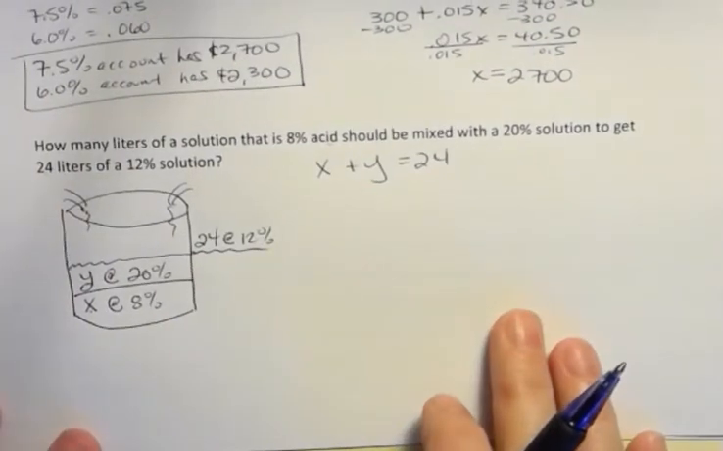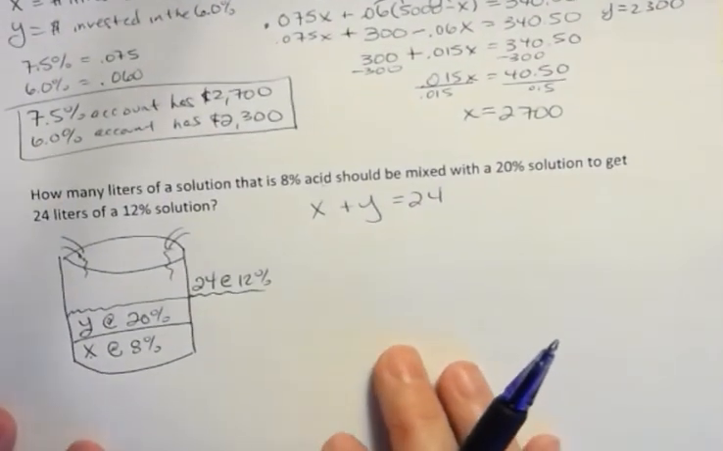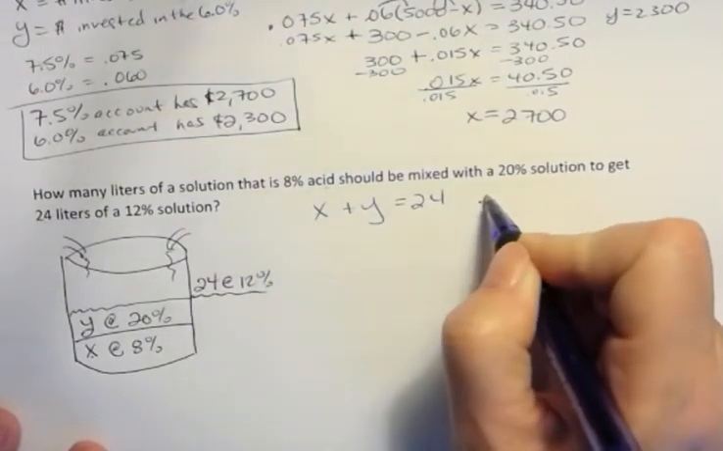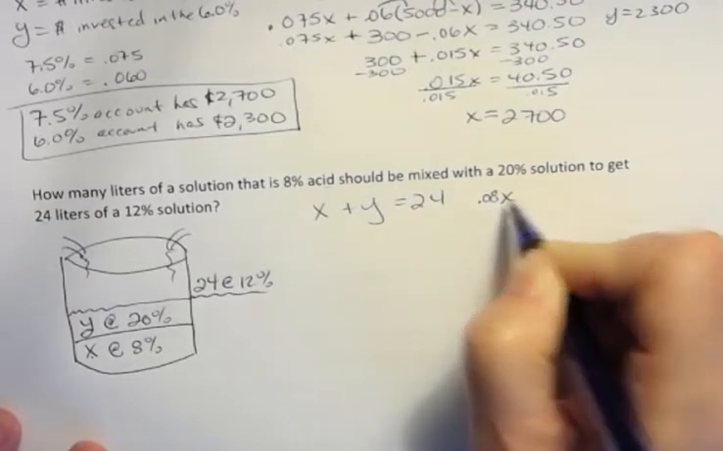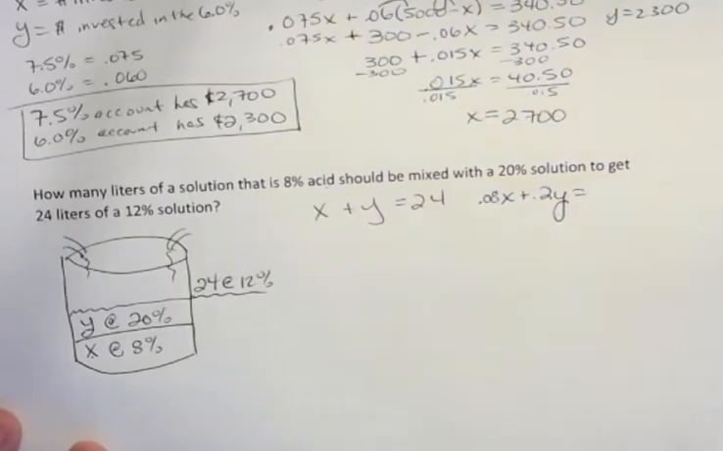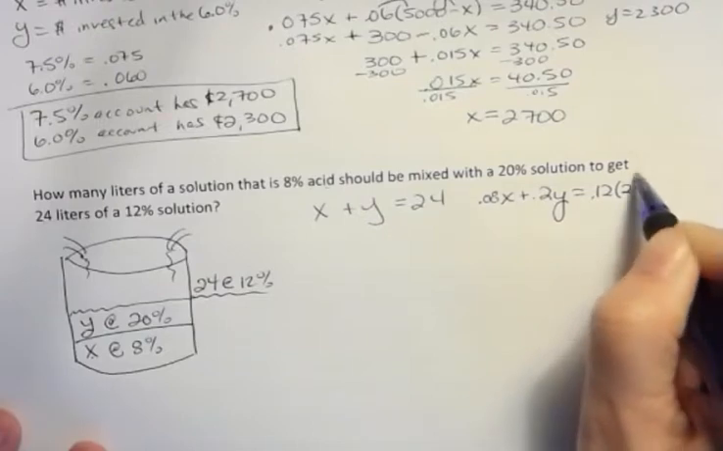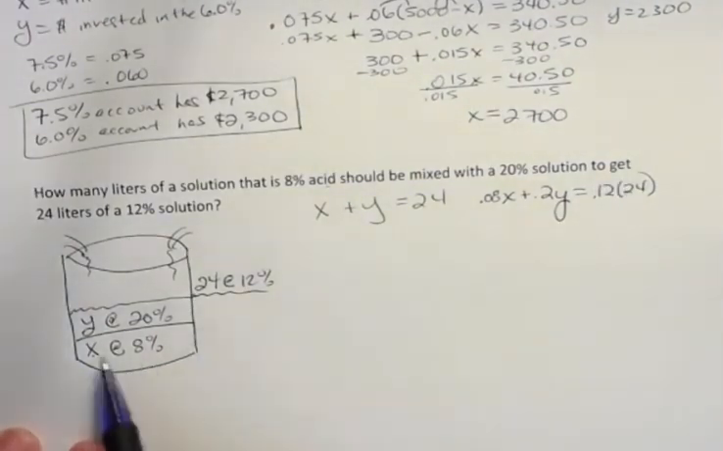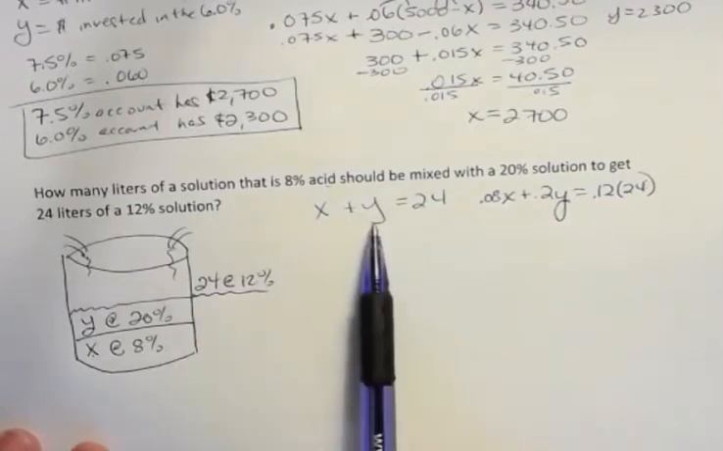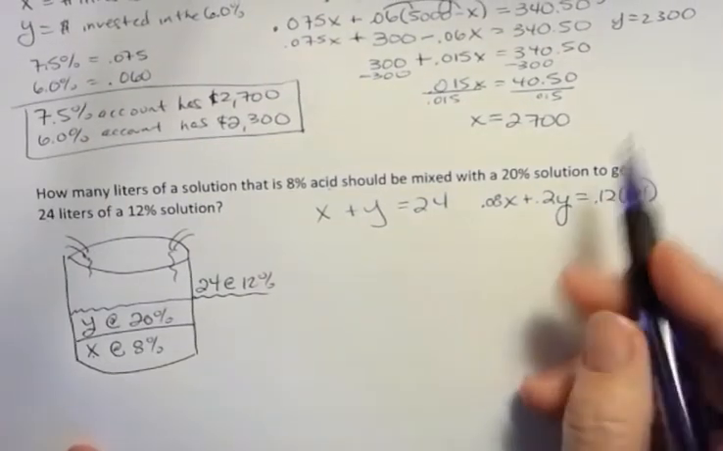It's a little nicer up here on the first one when they gave us the exact interest. We kind of have to figure out our solution ourselves. We're going to take everything in this equation and multiply it by its percent. So I have 0.08 for x, I have 0.2 for y, I can also call that 0.20, and then for the 24, I have 0.12 at the end. So I took every variable here and multiplied it by its percent: 8%, 20%, and 12%.